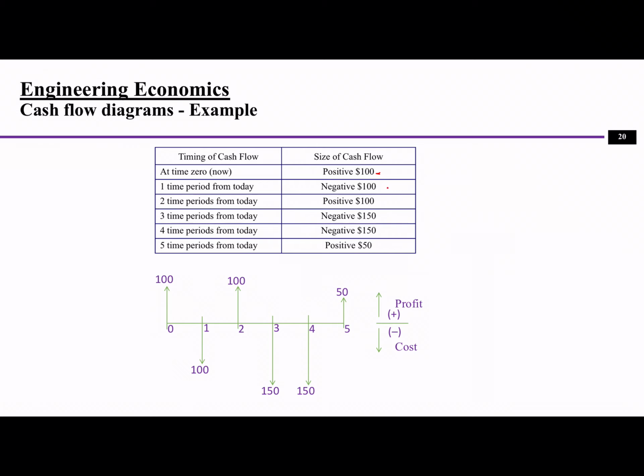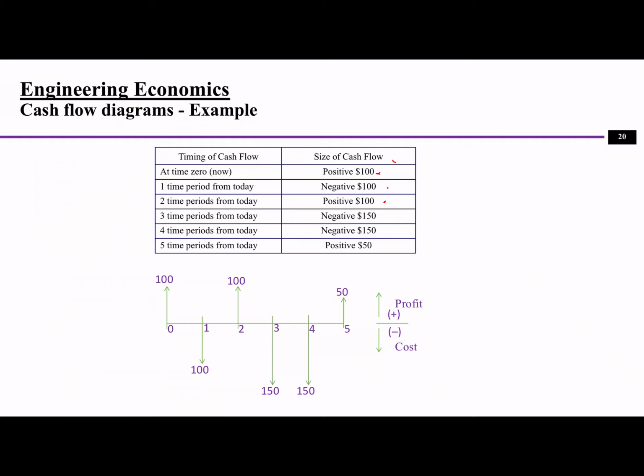All right, so we are given this table. The table shows, at time 0, there's a positive $100. At one time period from today, it's negative 100. 2 times from today, it's positive 100. And then we get all the cash flows. Now we can draw this cash flow diagram.